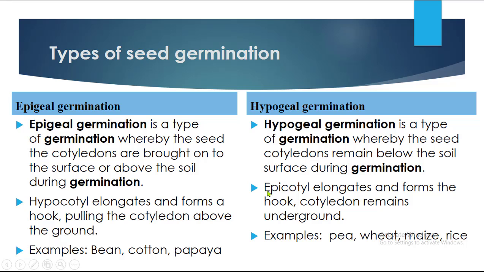On the other hand, what happens in hypogeal germination: the epicotyle, the part of the embryo that is above the cotyledon, is not directly attached to the cotyledon, and it elongates and forms a hook. So when it elongates, it does not pull the cotyledon, and the cotyledons remain underground. Common examples are pea, wheat, maize, and rice.